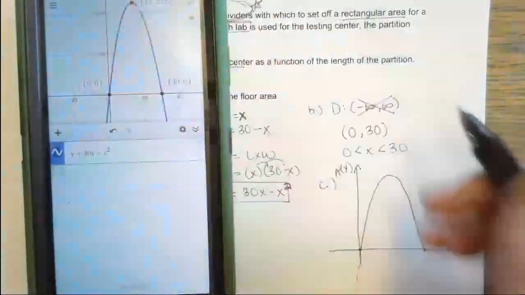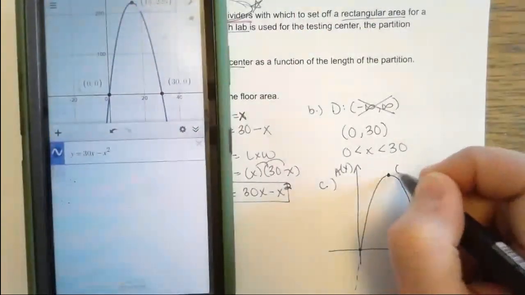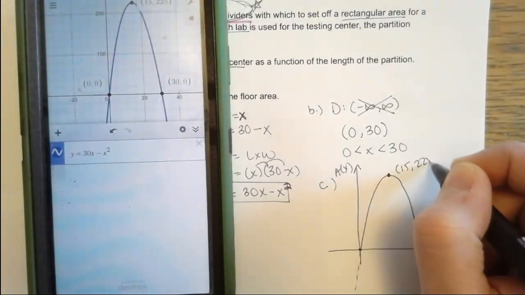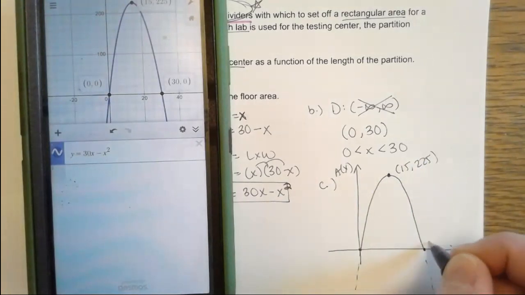The other thing that may be nice to know is to figure out what this relative max is. So that's at 15 to 25. And again, this is at 30, this is at 0.